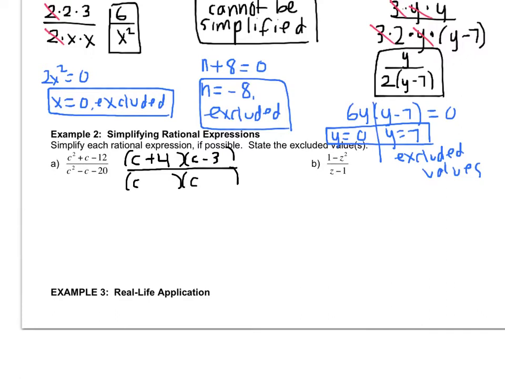And then this is minus 5 plus 4. And so you see this c plus 4 cancels with this c plus 4. You cannot cancel the c here because it's part of a binomial with the c here. That's also part of a binomial. So the final answer is going to be c minus 3 over c minus 5. To figure out what the excluded values are, go back to the original.